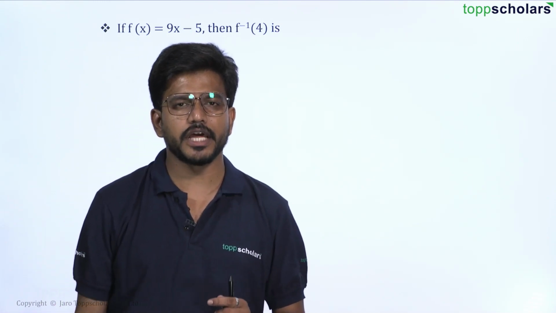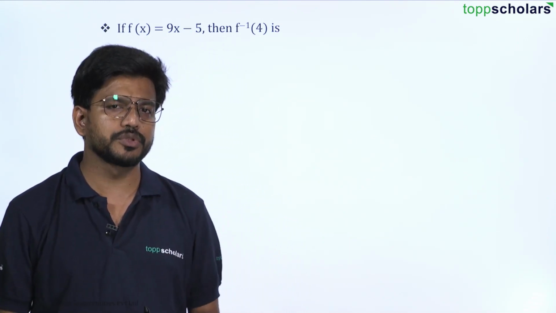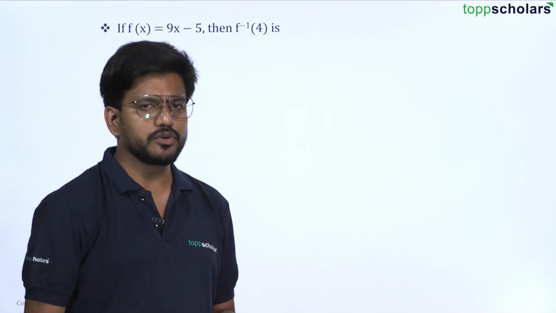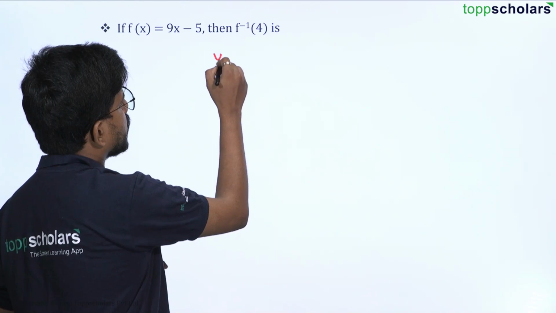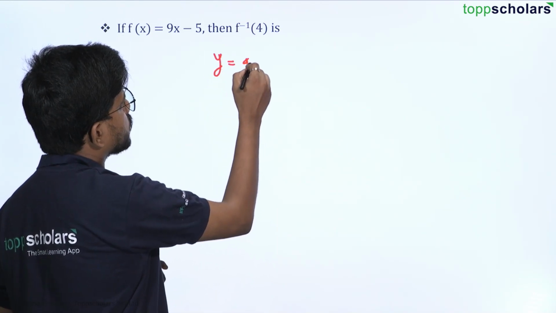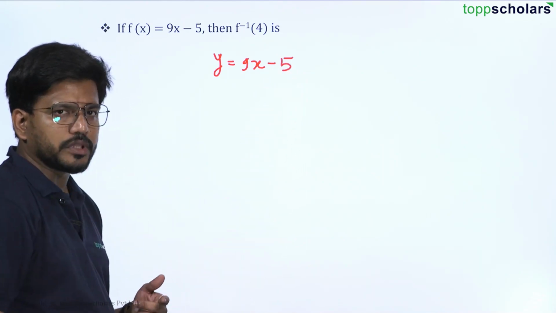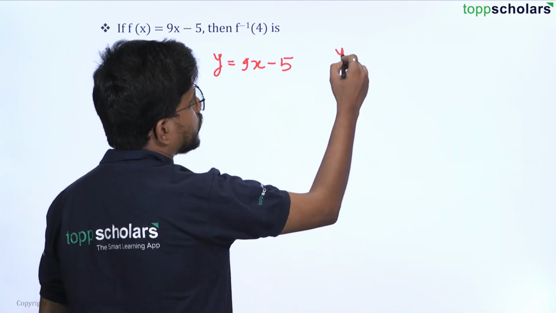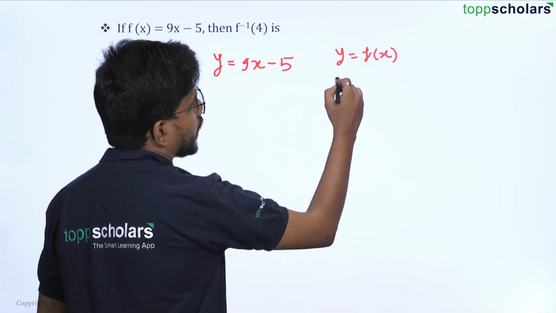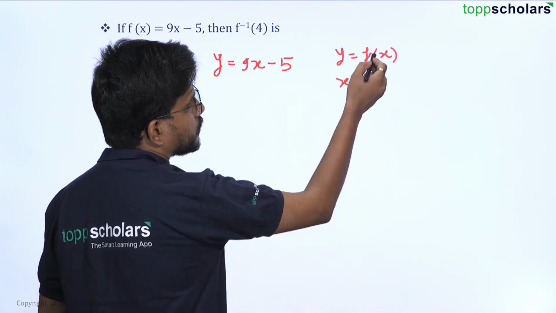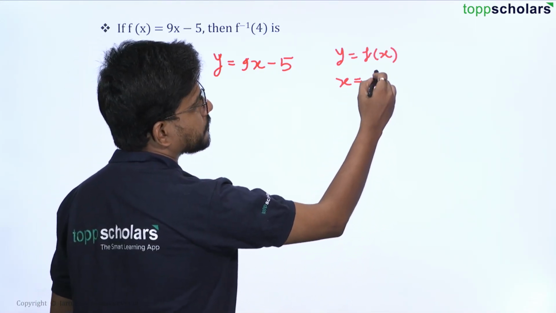First of all, we will need to find out f inverse x. Now, how are we going to do that? It's pretty simple. We'll say y is equal to 9x minus 5. Now, we know that y is equal to f(x). Simple. So, we can also say that x is equal to, if this f transforms to the other side, we will get f inverse y.